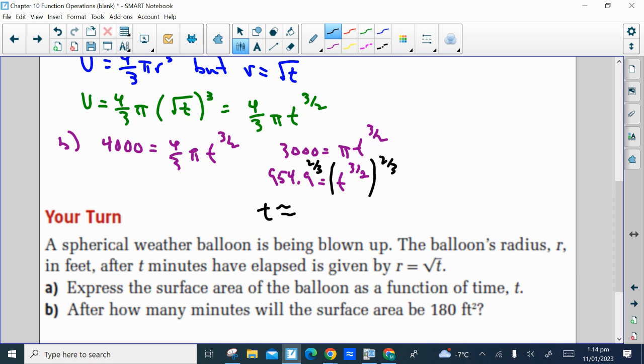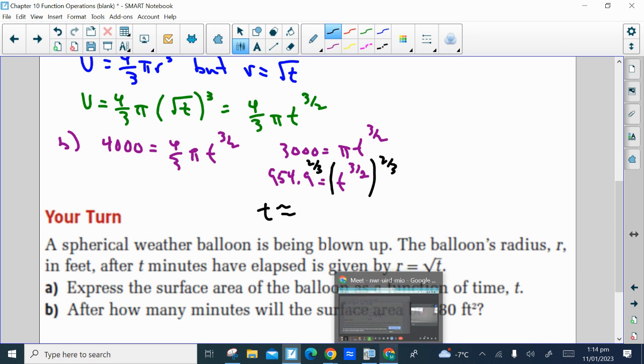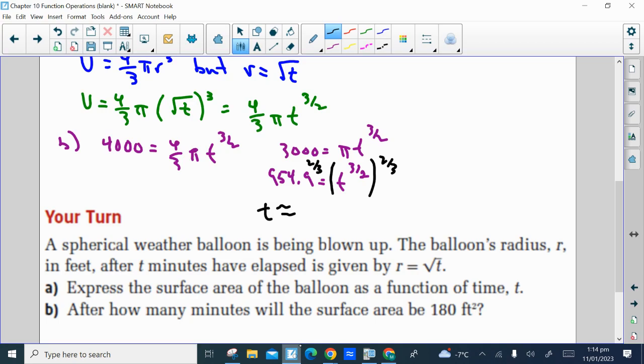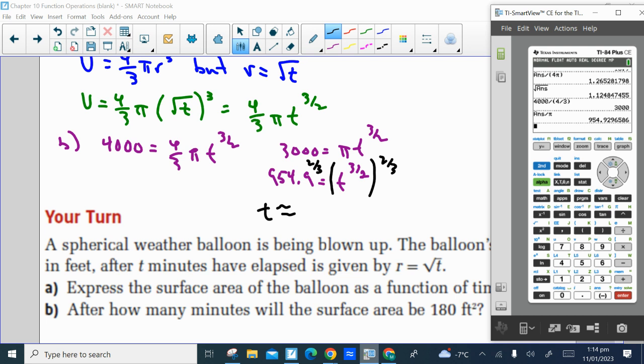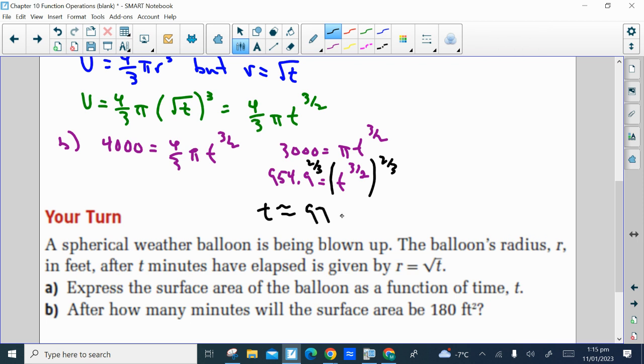And so we have to find out what 954.9 to the power 2/3 is, which you can just do on your calculator. I have that number in there. I can go to the power of 2/3. The calculator will do it. That means the cube root of 954.9 squared. You could do it that way as well. But there's our answer, and so it'll be approximately 97 minutes.